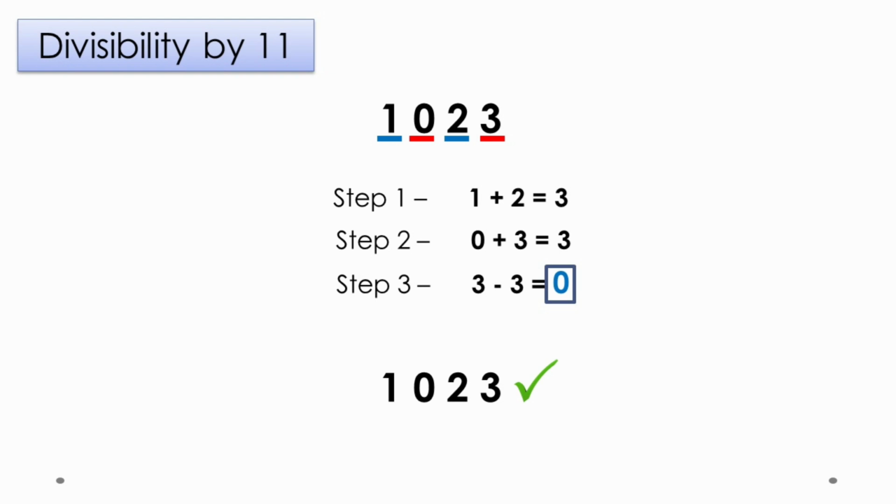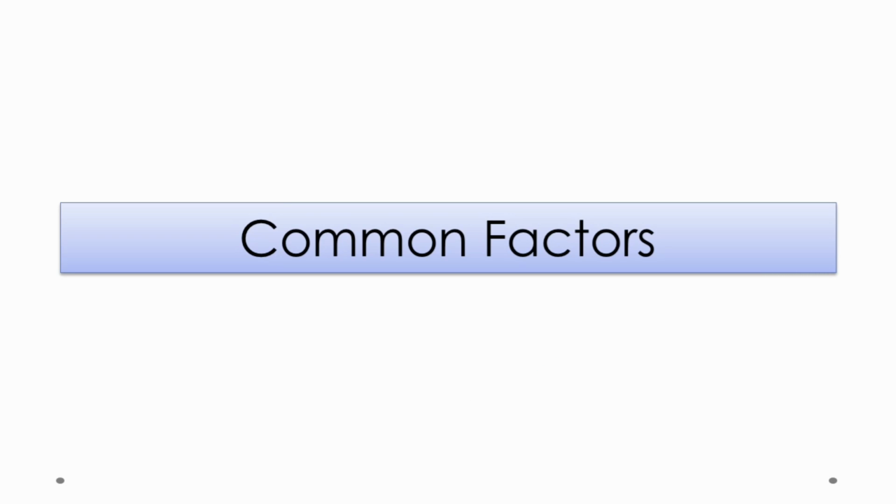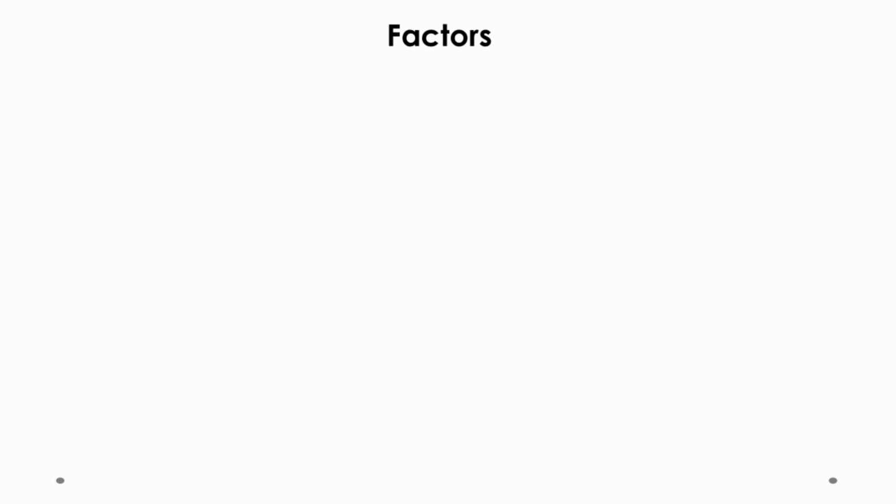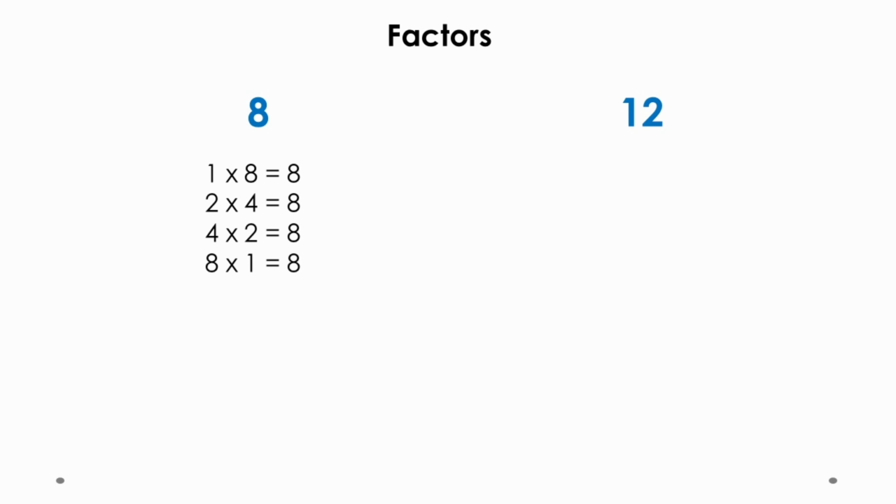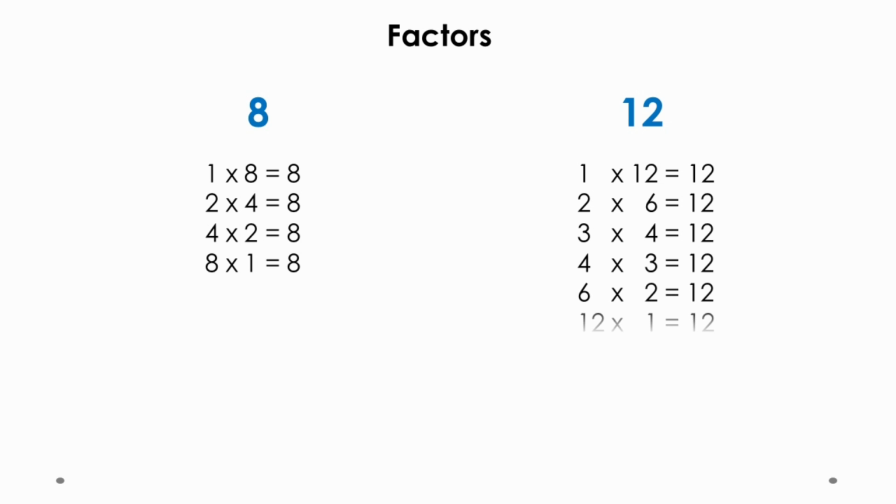Let's now move on to the next topic, common factor. Let us list the factors of two numbers to understand the concept of common factor. Let the numbers be 8 and 12. The factors of 8 would be 1 into 8, 2 into 4, 4 into 2, and 8 into 1. And the factors of 12 would be 1 into 12, 2 into 6, 3 into 4, 4 into 3, 6 into 2, and 12 into 1.